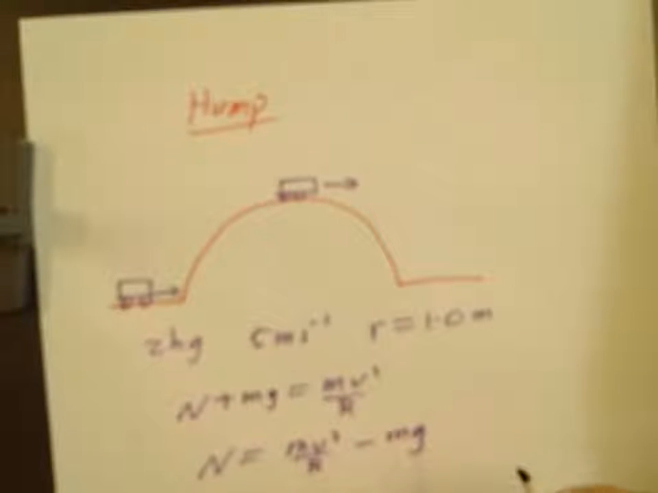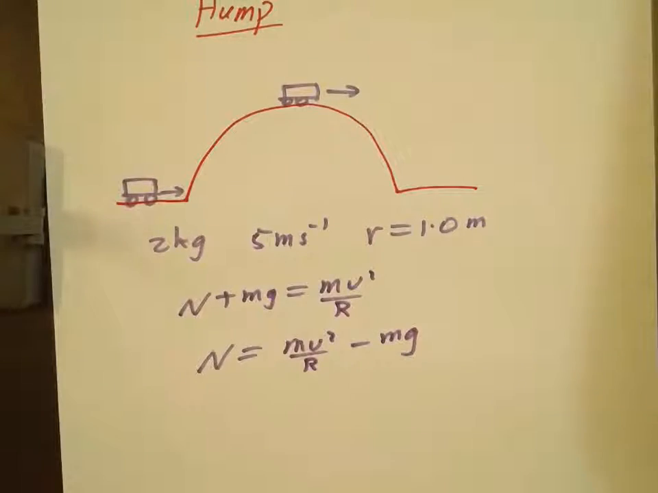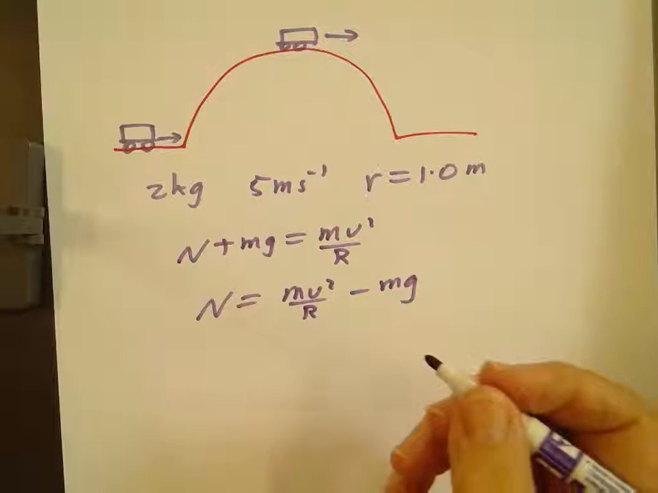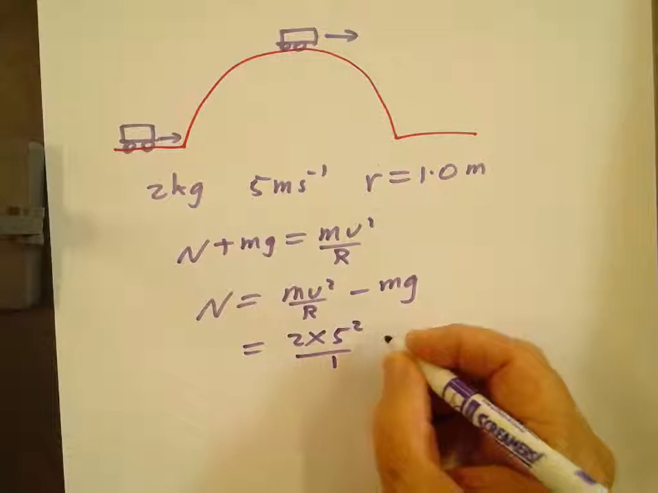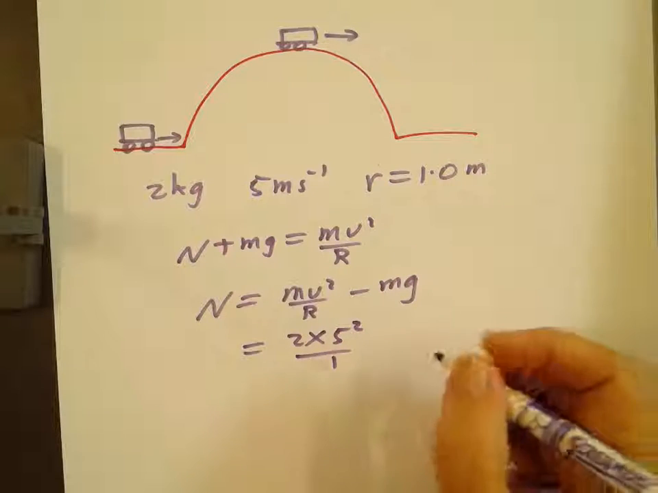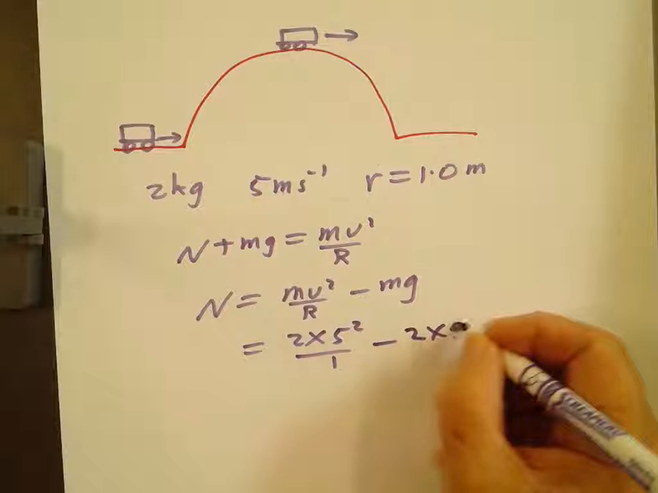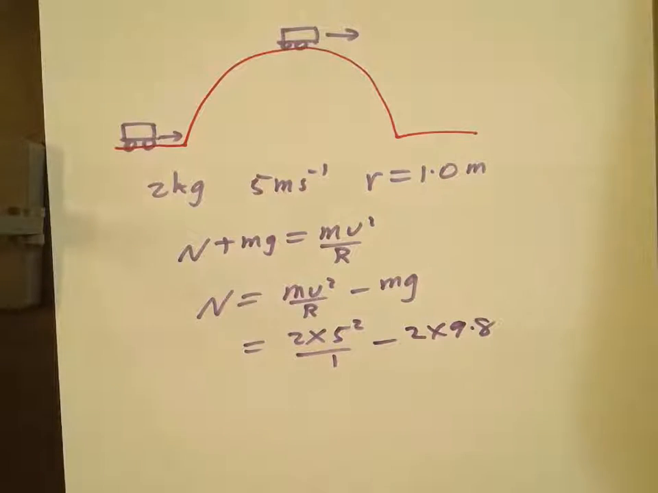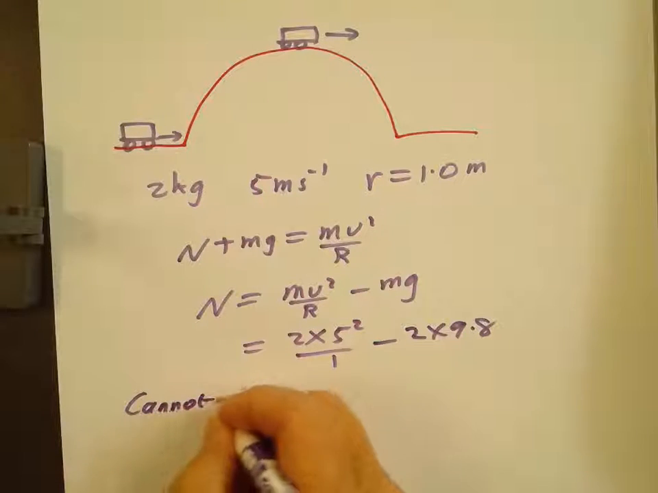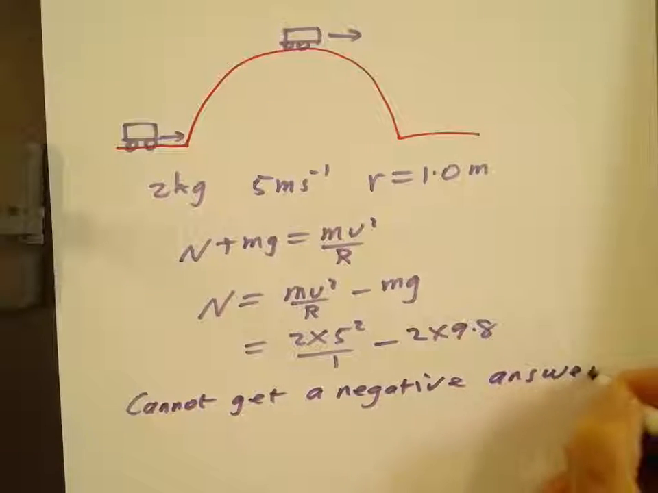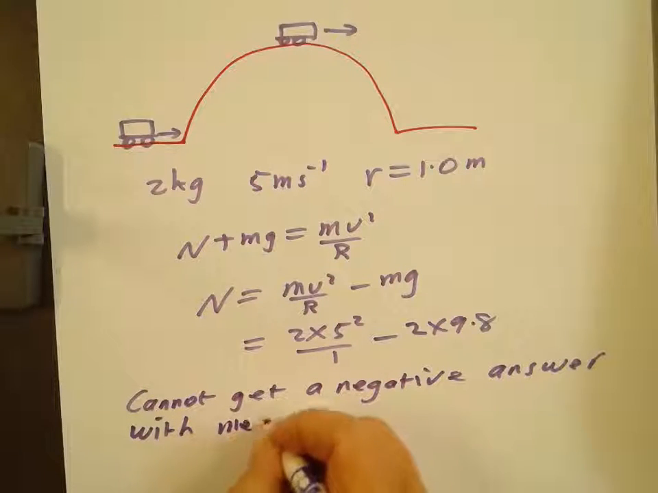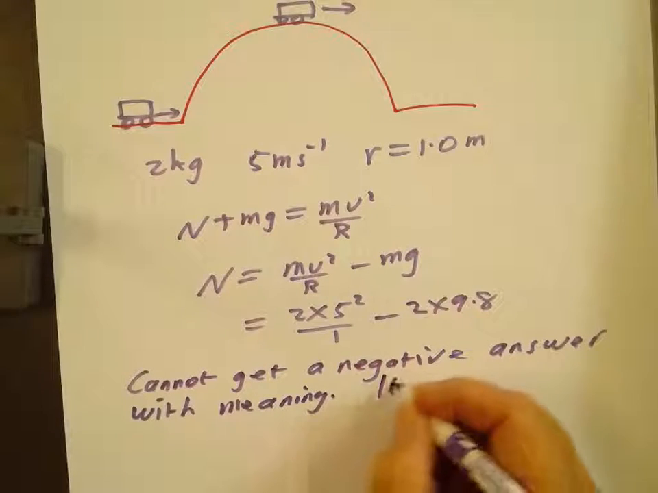Which means that in theory you can get a negative answer, and we'll talk about what that means in a minute. Because obviously a negative answer makes no sense at all. So equals 2 by 5 squared over 1. I think I put a 1 squared in the previous page, but it doesn't matter. We'll ignore that. Now, which means that you cannot actually get a negative number with any meaning. It means you've left the surface.